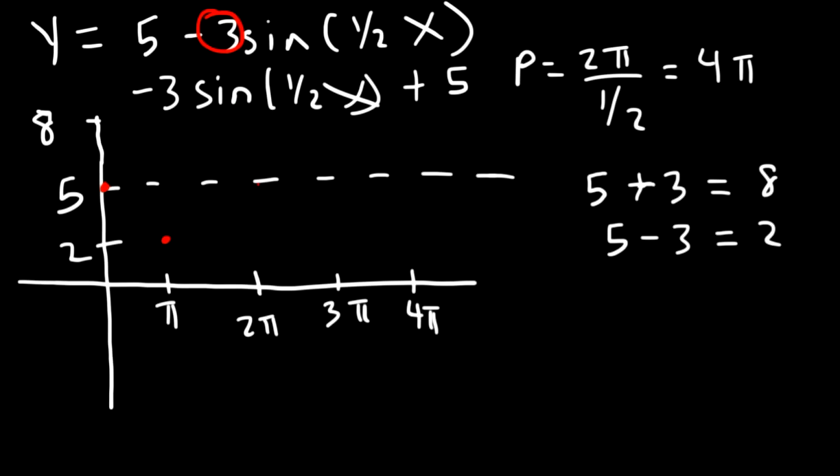The next point is going to be at the middle, and then it's going to be at the top, and then back to the middle. So that's going to be the function. It's shifted up 5 units, reflected over the midline. It's been horizontally stretched by 2 units, vertically stretched by 3 units.